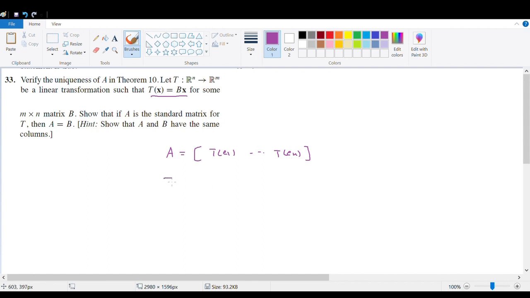So now Tej for any ej column will be equal to Bej according to Tx equal Bx. This gives us Bj, the jth column of B. So from here, A will be equal to B1 until Bn, which is equal to B. So if we have a linear transformation from Rn to Rm where Tx is equal to Bx, this B should be unique.